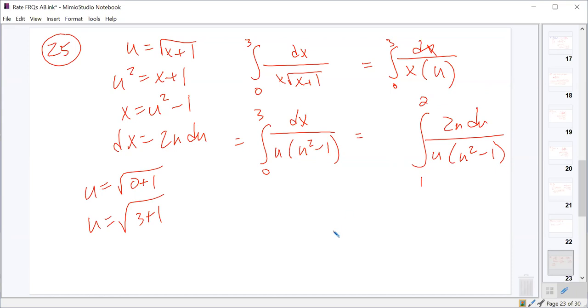And then we can simplify the u's. So integral 1 to 2 of 2 du over u squared minus 1. Looks like, I don't know, what choice is that? 2 du over u squared minus 1 from 1 to 2. Looks like that's choice B. Everybody good there with that one?